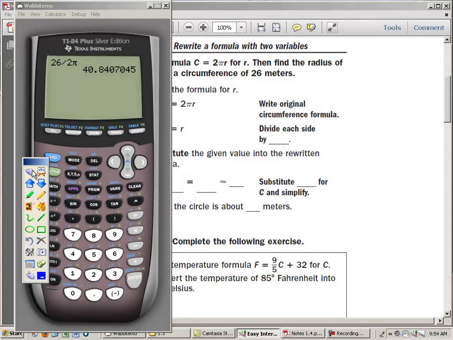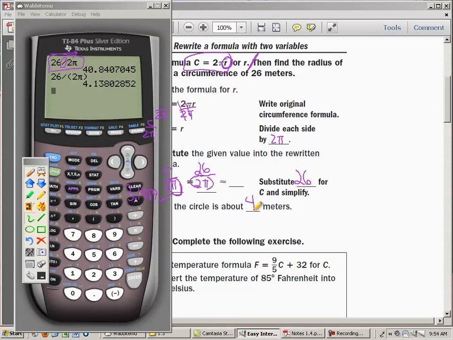What we need to do instead is say this is 26 divided by, and use 2 pi in parentheses. We've got to use those parentheses on your calculator. That says take the product of 2 pi, and then go ahead and do the quotient. So you get a radius of approximately 4.13, roughly 4 meters. All right? So as I go back over here, this is approximately 4 meters.